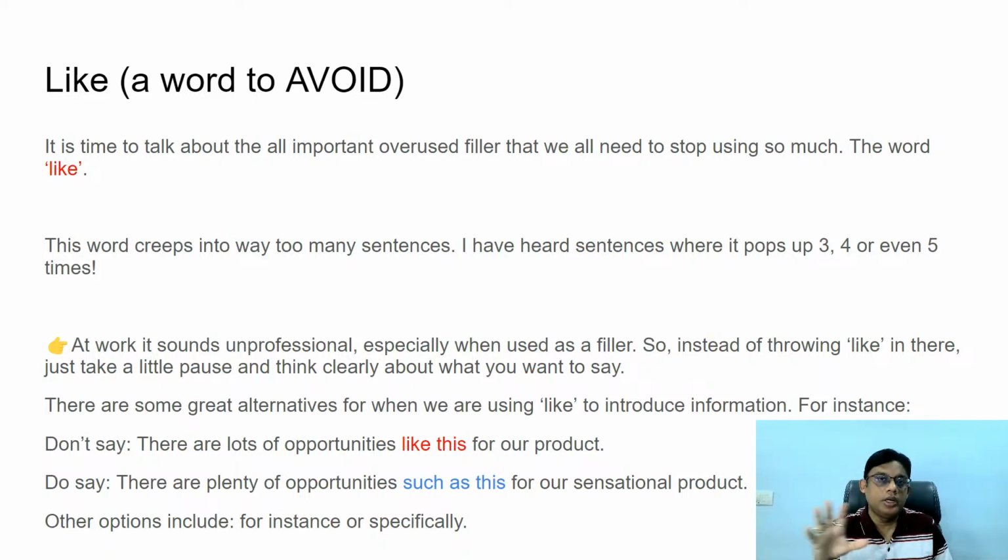Nothing wrong with the word like. However, it is overused. Generally in an Indian or Asian context, we keep on using the word like way too often. Even I use it sometimes. You can still use it, but reduce it. So instead of this, use such as. I worked in a company such as this.